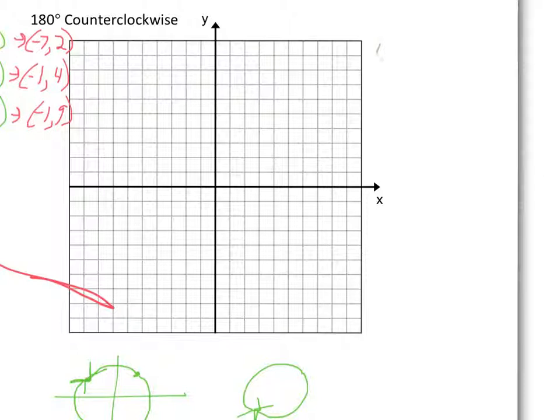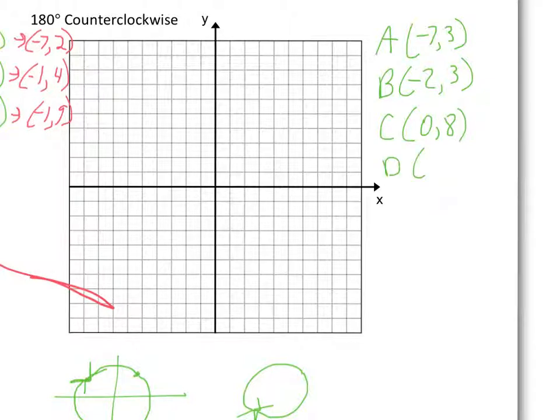Graph these points. Okay, once you graph those points, we'll look at the change. B. Okay, so we end up with this parallelogram. Looks like this. We're going to rotate it about the origin.